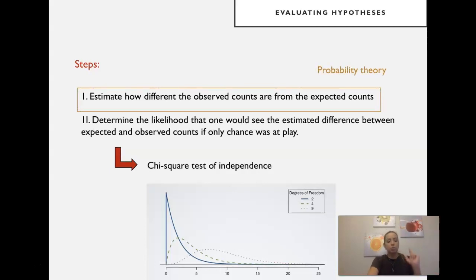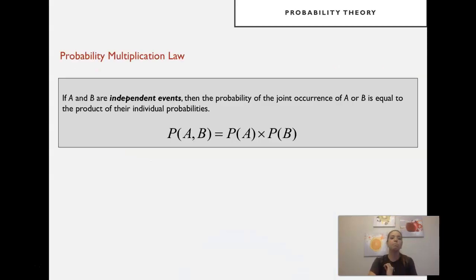Now, to be able to estimate what the expected counts are, so that you can estimate the difference between observed and expected, we need a little bit of probability theory that I will use to explain to you how we get there. And the law that is of interest here is the probability multiplication law.